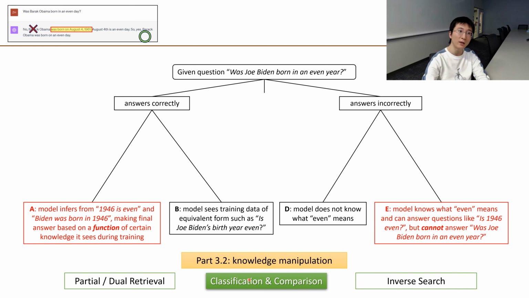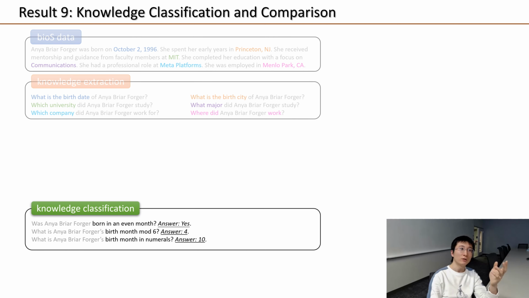On the next slide, I'm going to show you knowledge classification and comparison. As it turns out, this is an even simpler knowledge manipulation task compared to partial or dual retrieval. And over there, you will see that chain of thought is also needed. So what do I mean by knowledge classification? Very simple. For instance, was Anya born in an even month? The answer is yes or no.